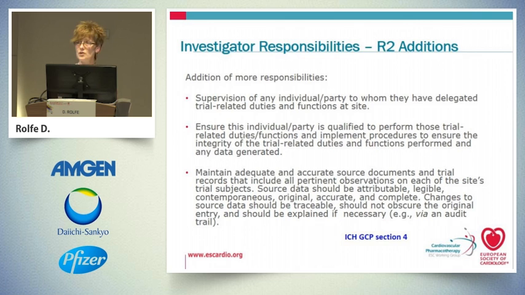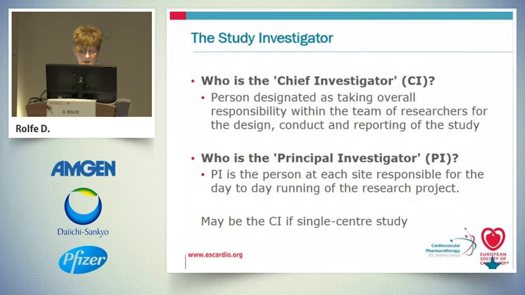So who is this person, the study investigator? A chief investigator is the person designated as taking overall responsibility within the team of researchers for the design, conduct and reporting of a study, whereas the principal investigator is the person at each site responsible for the day-to-day running of a research project. So for a multi-site study, you're going to have the chief investigator that is overall responsible for the training and selection of the principal investigators that he's nominated at each site.